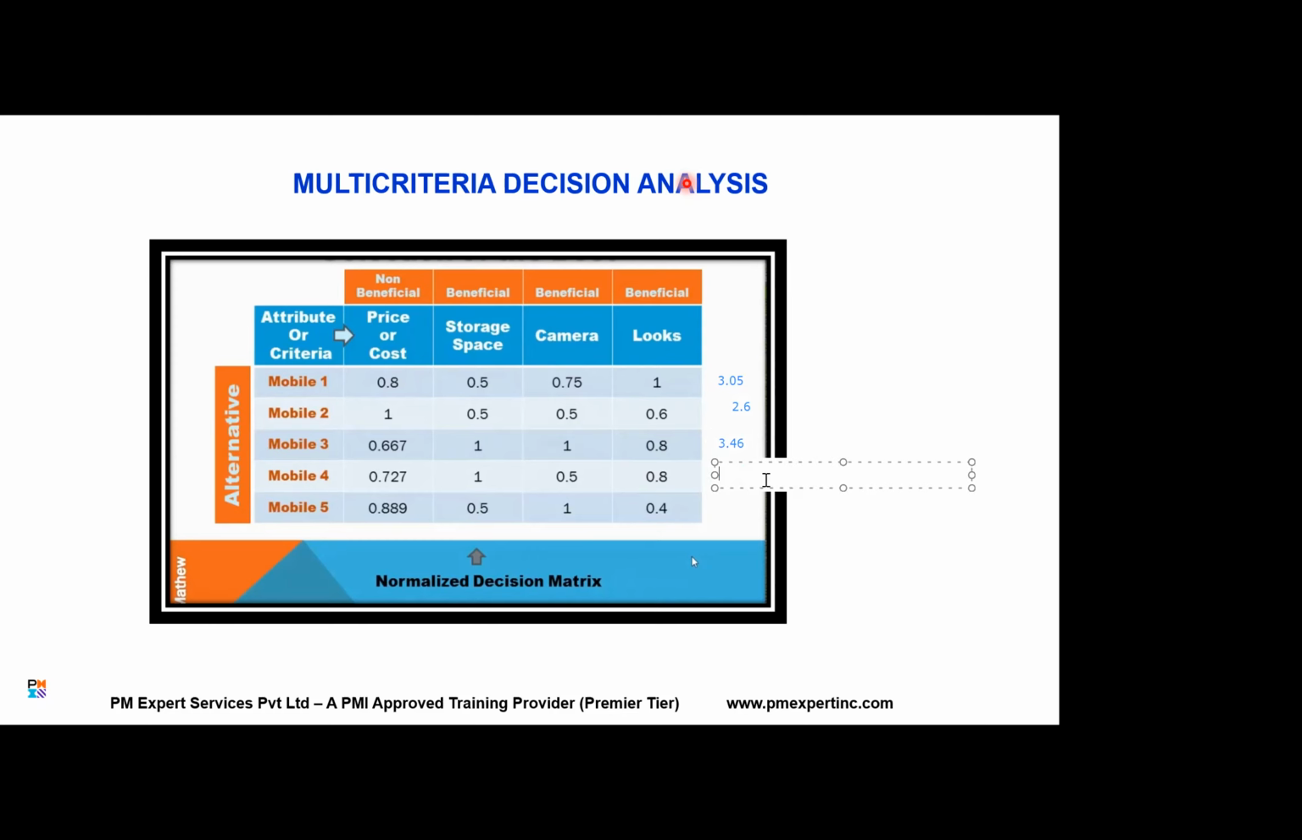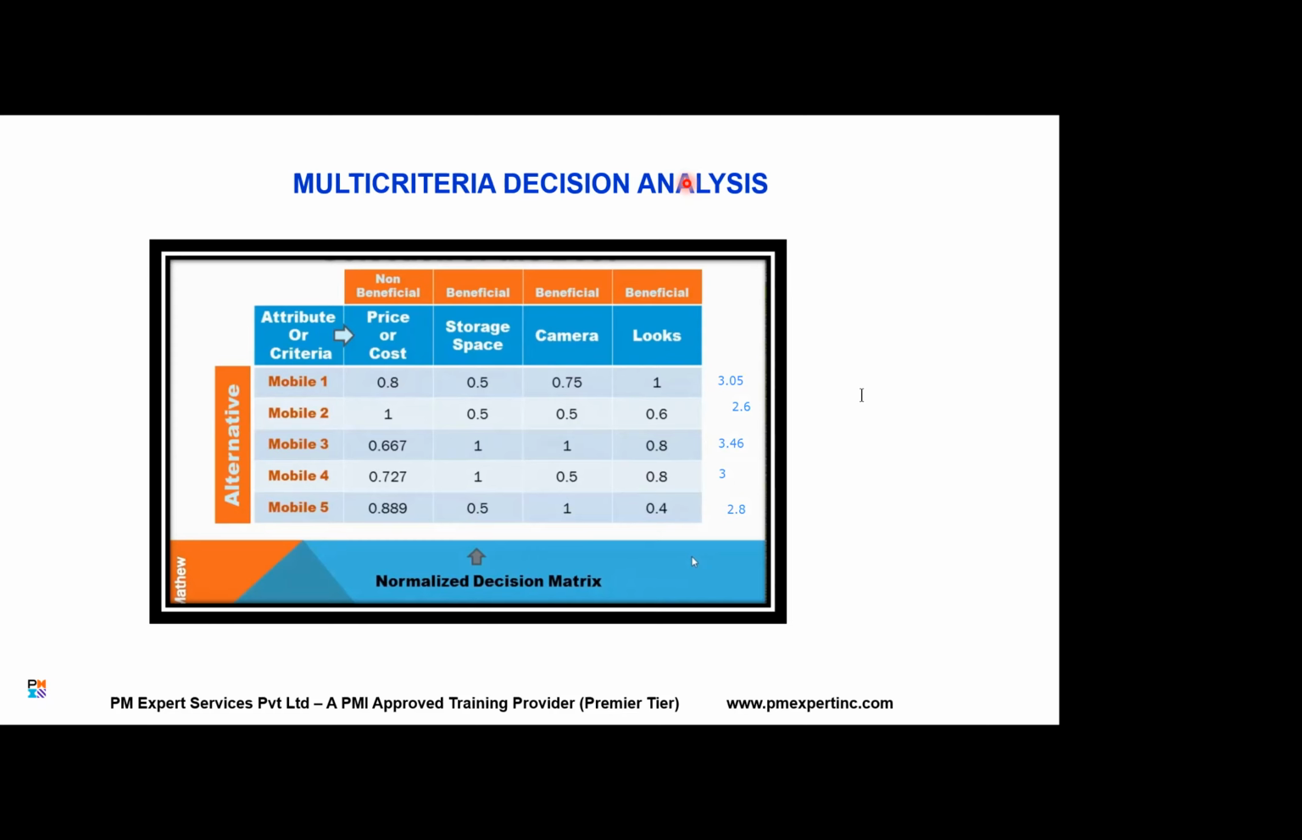What then? This, again, is 3. 3. 3. And this is 2.7, 2.8. So go with Mobile 3. So we'll go with which one? Mobile 3.